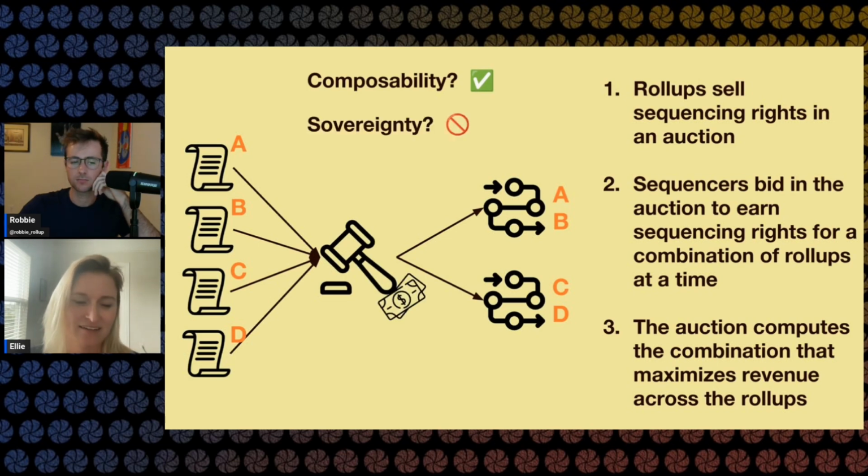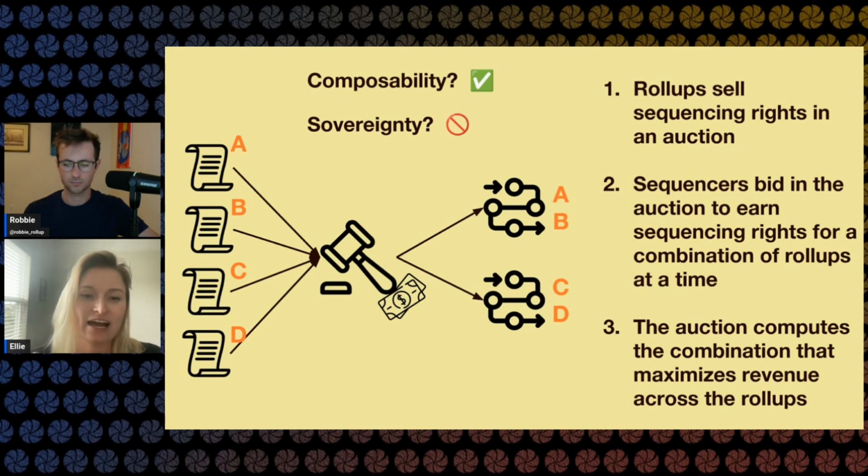Well, maybe not yet. A clear issue with what I initially described is that the sequencers are collecting all of the sequencing fees, right? They're deciding the order. They're going to generate MEV potentially. They are going to earn transaction fees. This isn't good for the rollups at all, and rollups don't want to lose their sequencing fees. So we're going to add an extra layer.